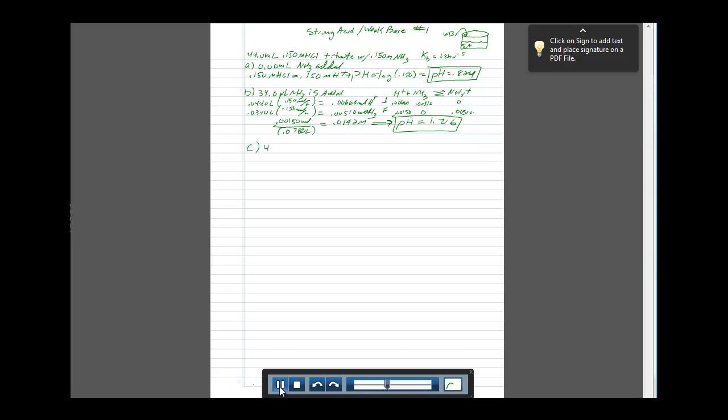A third scenario is if I have 44.0 milliliters of NH3 that's added. In this particular case, the amount of acid that's there is still the same, 0.00660 moles, right? If I have 44.0 milliliters of base, that's 0.0440 liters, multiplied by its concentration of 0.150 moles per liter, gives me 0.00660 moles of NH3.